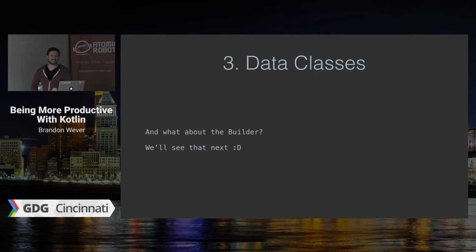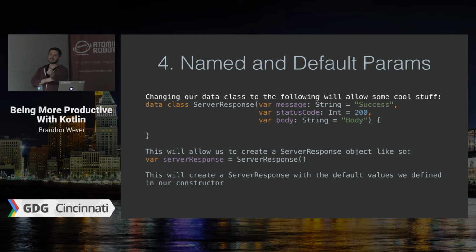Okay. So what about the builder, right? I had a builder in there. It's not a one-to-one yet, so we'll show how to solve that. And it's solved with something called named and default parameters. So changing our data class, all I did here was I put equals success, equals 200 and equals body there. And what that means is you can construct the object without passing in those parameters, and that will be their value. So if you don't pass in a message, it'll just be set to success. But you know, how do you not pass in a message when order matters in constructing?